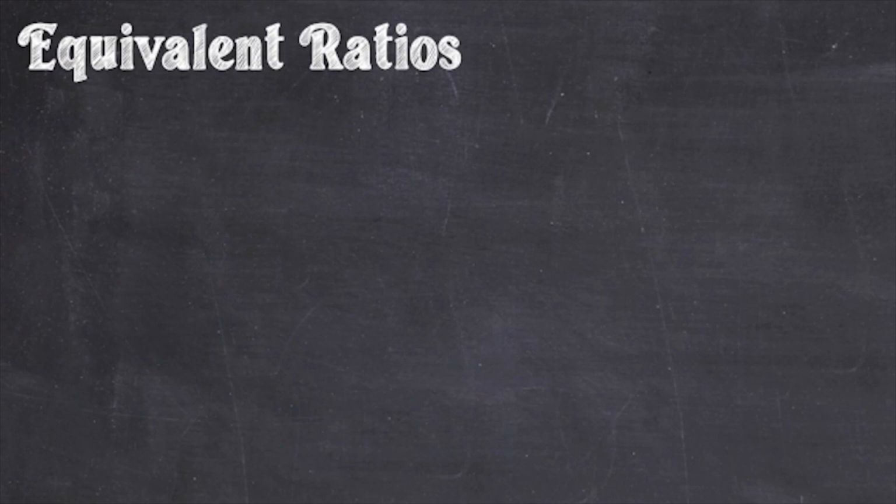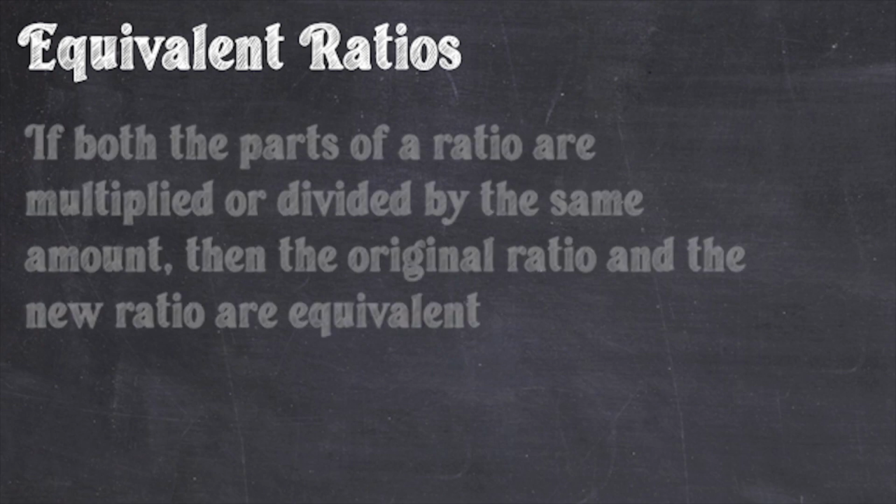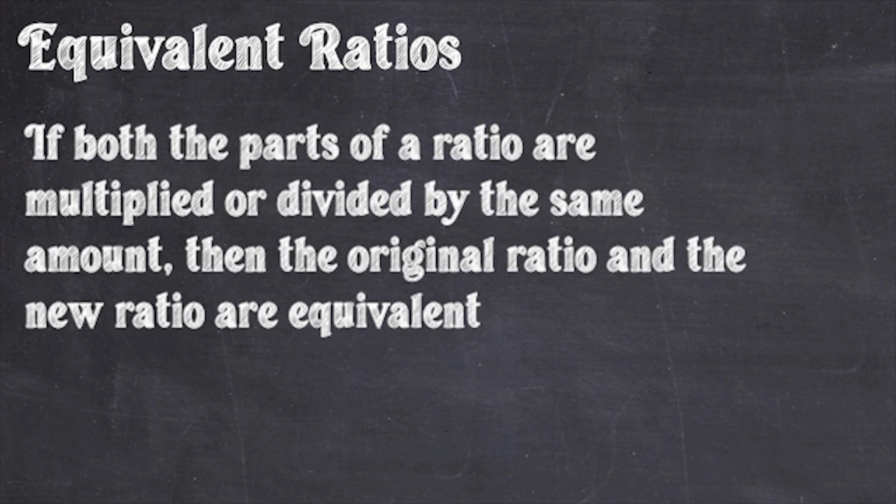Now, let's talk about equivalent ratios. Equivalent ratios are just like equivalent fractions. If both the parts of a ratio are multiplied or divided by the same amount, then the original ratio and the new ratio are equivalent to each other. When we simplify a ratio or scale it up, we get equivalent ratios.